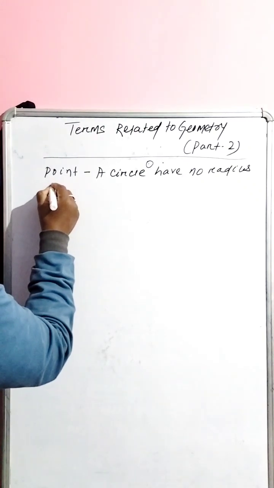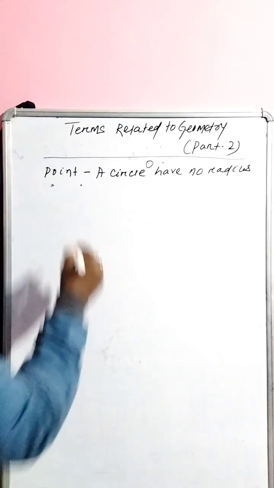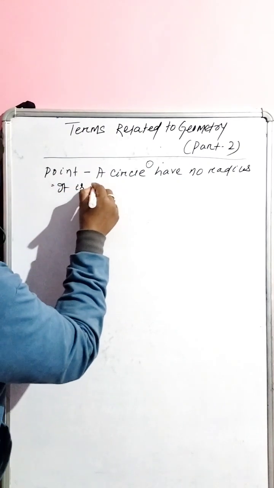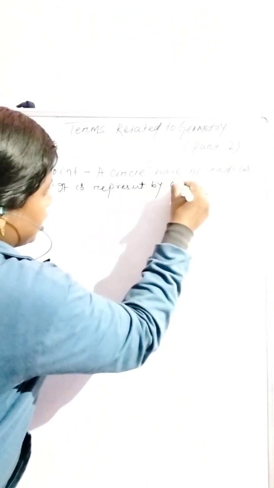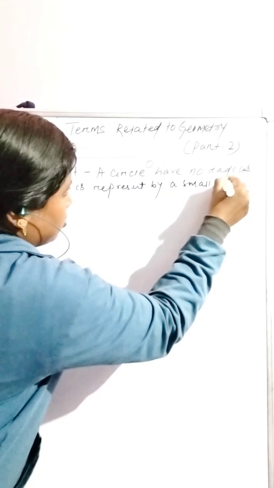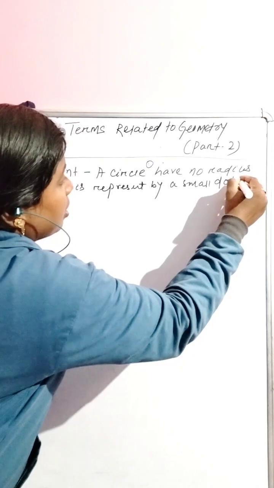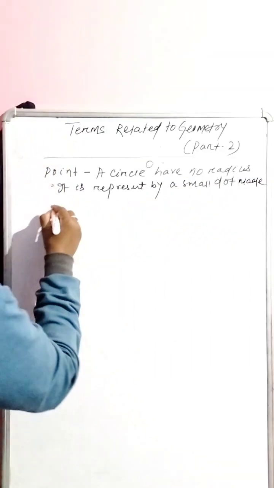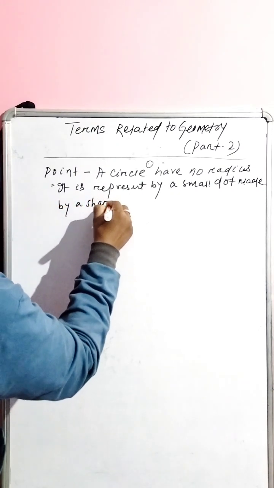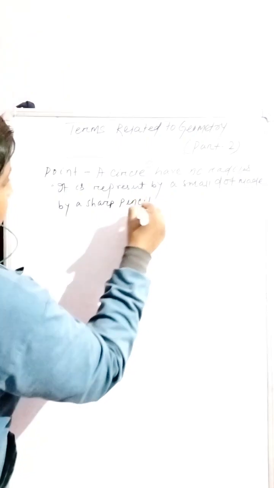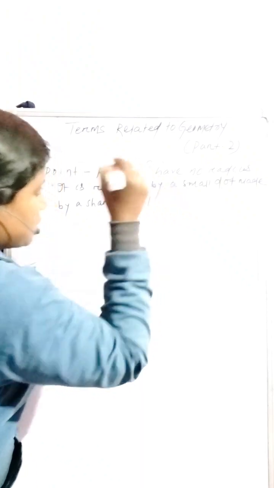Or, it is represented by a small dot, made by a sharp pencil. Now, in my hand a marker is there. That means it is a point.